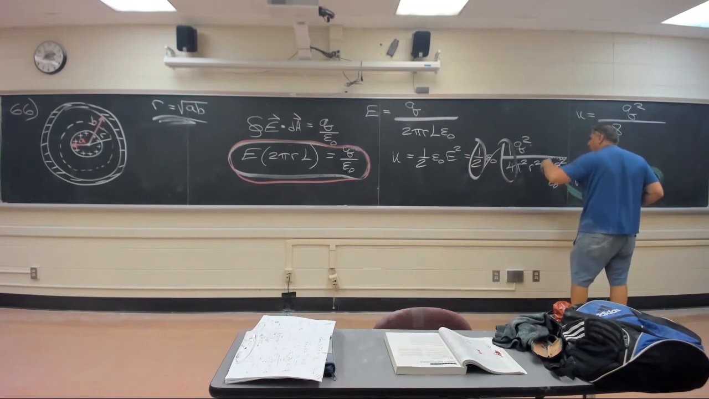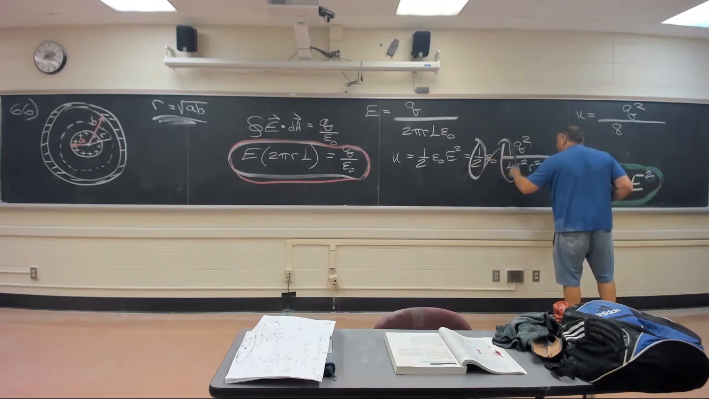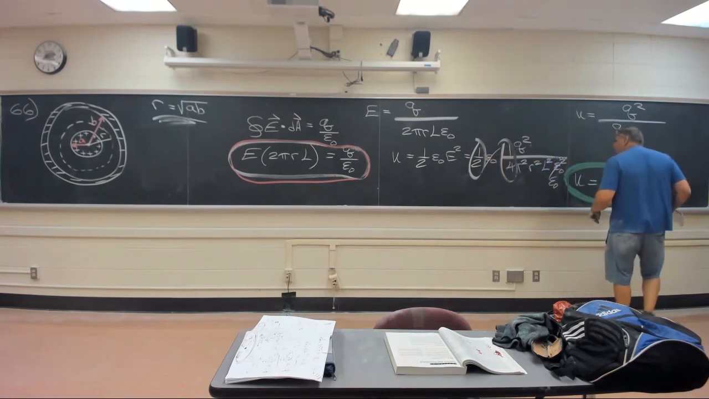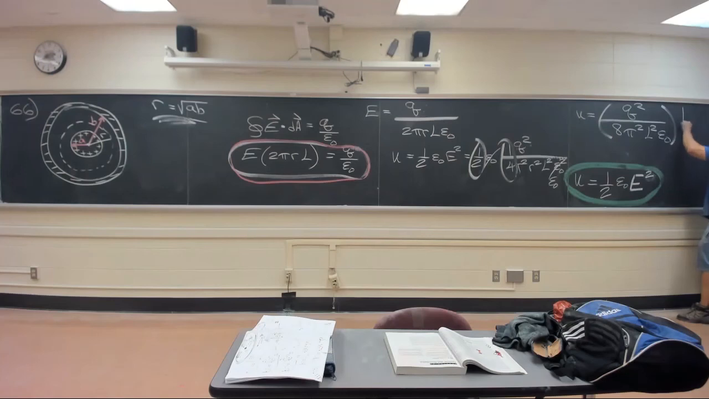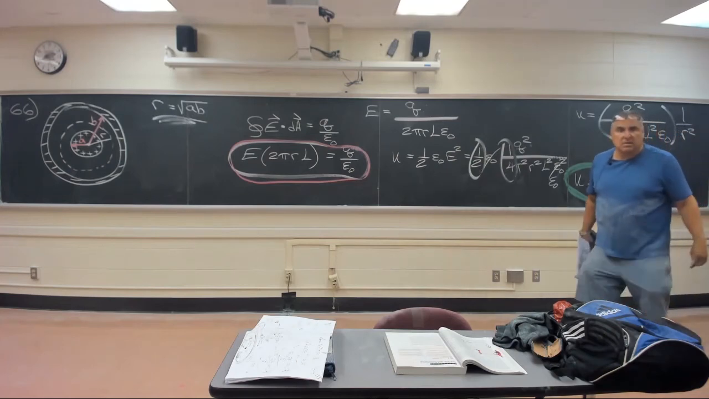1/2 times 1/4 is 1/8. This is pi squared, r squared, L squared, epsilon. I'm going to put the r squared right here. You'll notice I said r squared but didn't write it down until now. That one varies. 8 pi squared, capital L squared, epsilon naught, and q squared are all constants.